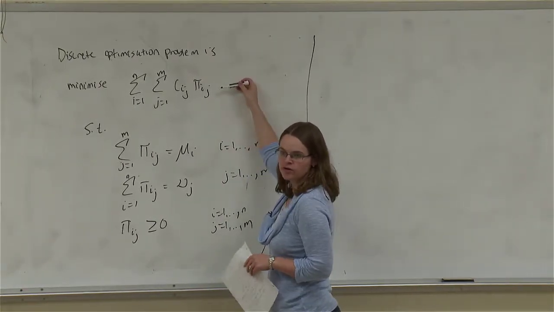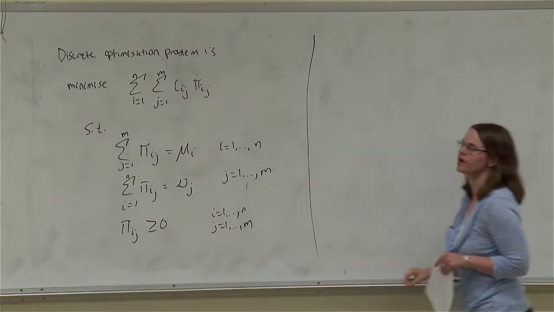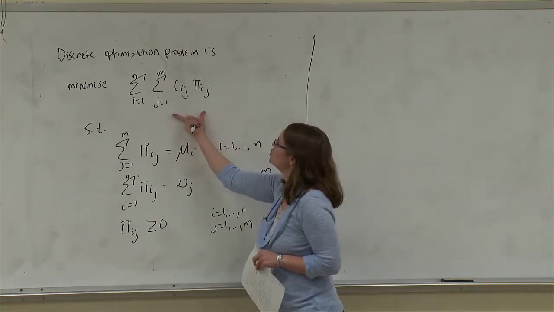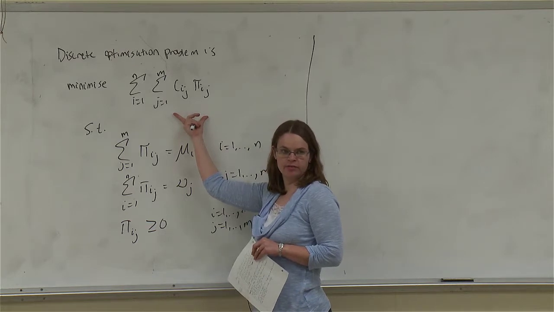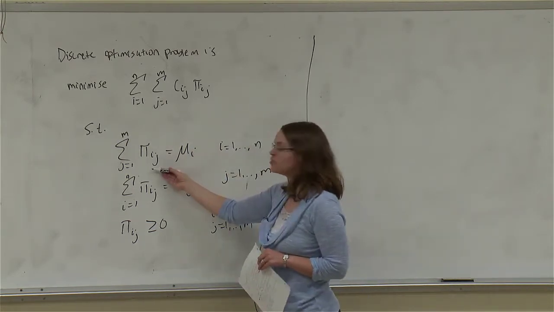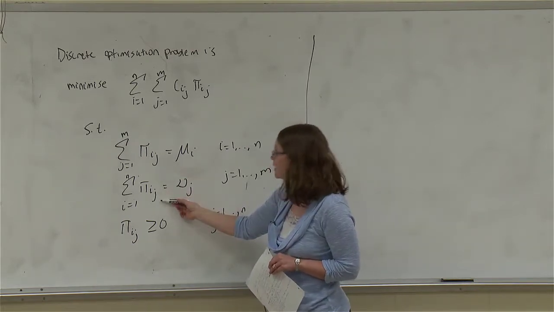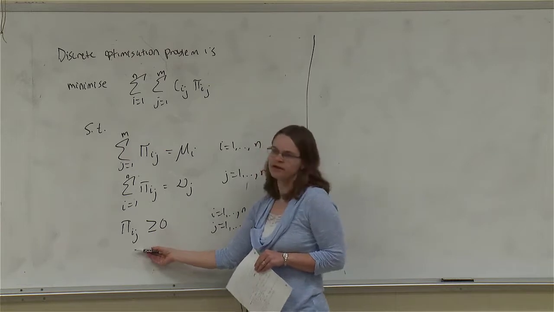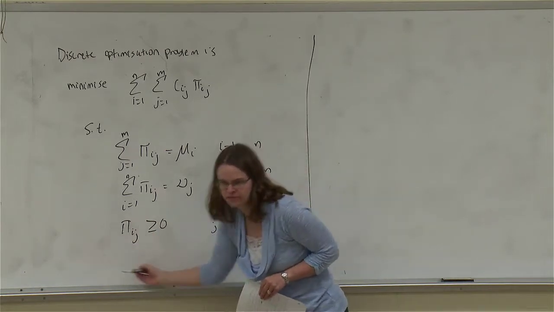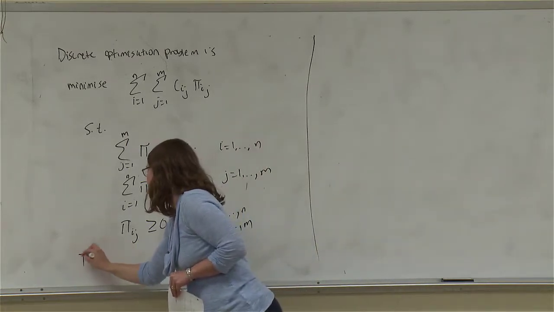And pi, you can think of this unknown as a vector. It's just a list of discrete values running through all the i's and j's. Okay, this objective function that we're trying to minimize is linear in the pi ij's. We have some equality constraints, but these are also linear in the pi ij's. And then we have an inequality constraint, which is also linear in these pi ij's. Okay, so this is indeed a linear program.